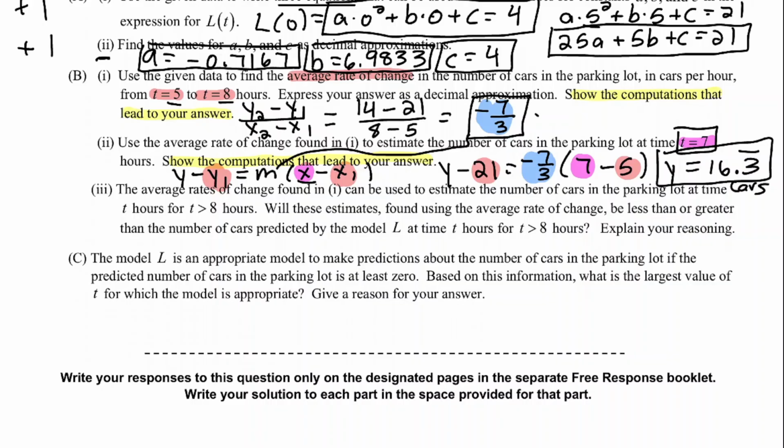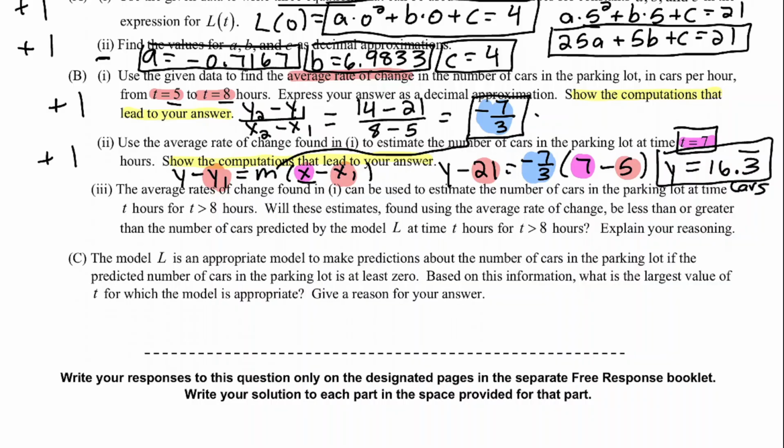If you're able to show your work and get the negative 7 over 3 from part 1, you'd get a point. If you're able to find the 16.3 cars for part 2, that would get you a point. You also have to show your work. So you have to get it right and you have to show your work for both of those parts to get the full point.